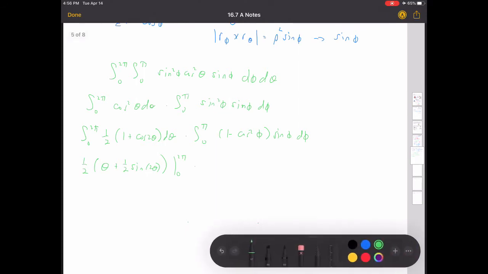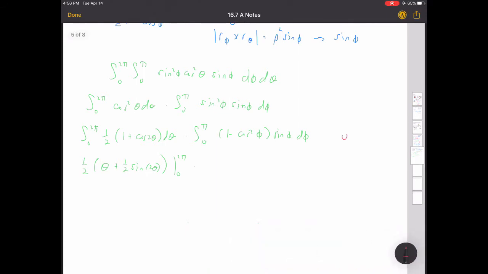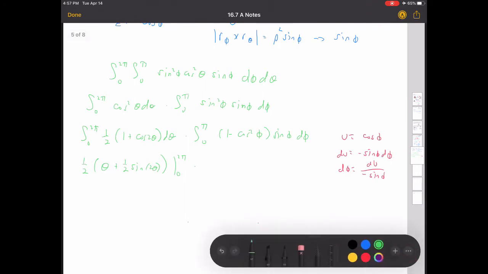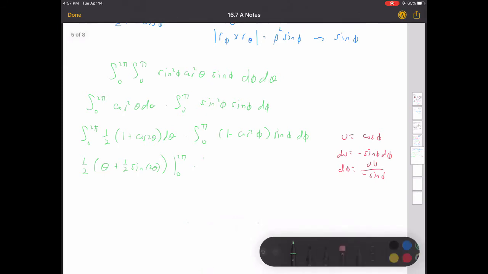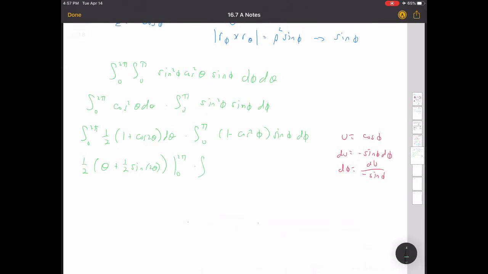Over here on the right one, we're going to have to do, like I said, a u substitution. So u here is going to equal cosine phi. So du is going to equal negative sine phi d phi, or d phi is going to equal du over negative sine phi. And I'm going to go ahead and change the bounds. So if I plug 0 in, cosine of 0 is 1. If I plug pi in, cosine of pi is negative 1.